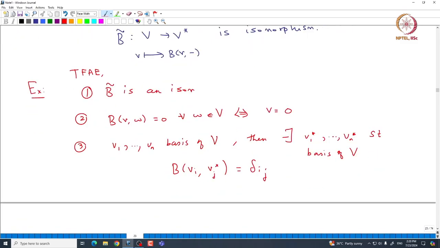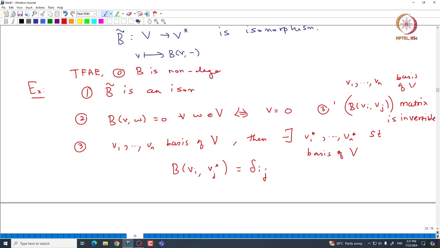So basically, maybe there is another characterization which we will call 3 dash. If you fix a basis v1 etcetera vn of V, and look at the matrix formed by B(vi, vj), this matrix should be invertible. So, all of these are actually equivalent to B being non-degenerate. You can take any one of them as a definition. The most important thing is this 3.